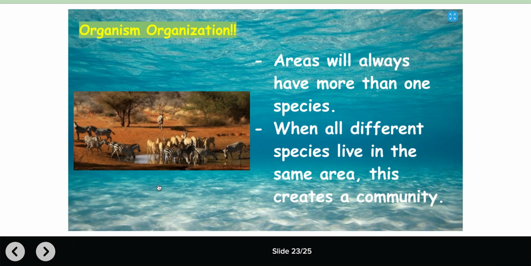So areas will always have more than one species. You're not going to go to Africa and see only zebras, or only lions, or go to, I don't know, Nebraska and see just bison out there, right? You're going to see multiple species interacting with one another all the time. So when all different species live in the same area, we call this a community. If you have all the same animal, that's a species. And when you have more than one species together, that is a community.